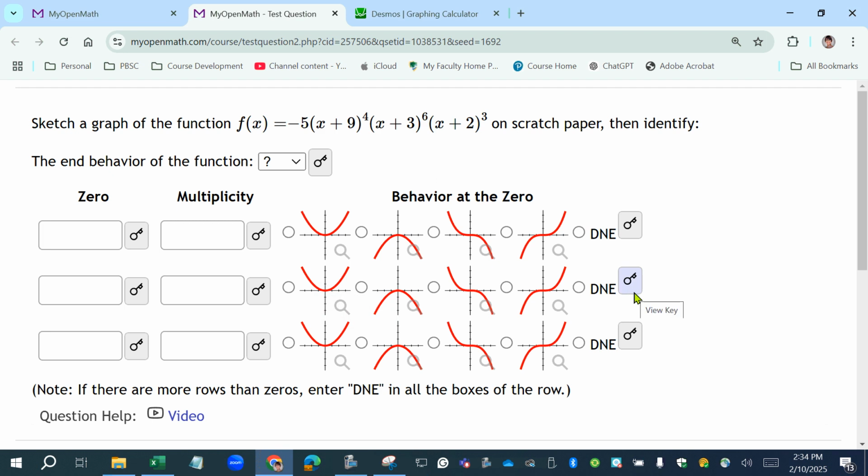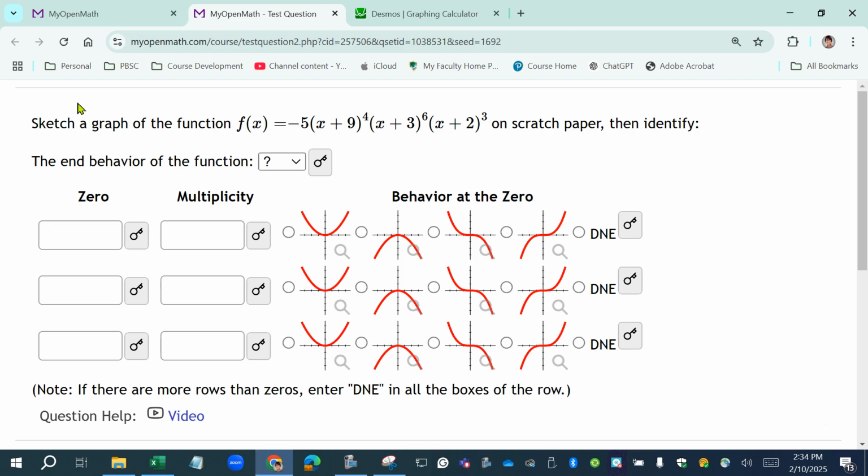Sketch a graph of the function f of x equals -5 times quantity x plus 9 to the fourth power times quantity x plus 3 to the sixth power times quantity x plus 2 to the third power. Then identify the end behavior, the zeros of the function with their multiplicities, and the behavior at each zero.